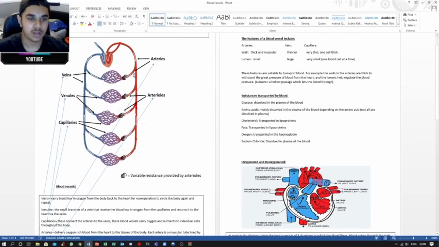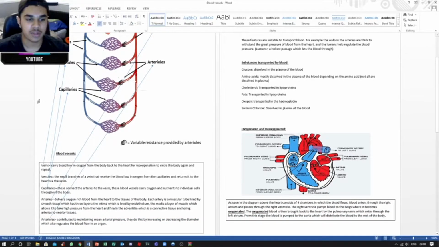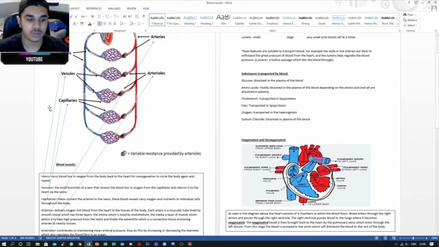So the blue side is the deoxygenated blood, which contains the veins, venules and capillaries. And then on the right is the oxygenated side, which contains the arteries and arterioles. And then down below are the definitions, which are linked. So if we have the veins, they carry blood which is low in oxygen from the body back to the heart for reoxygenation to circle the body again, and that repeats itself.